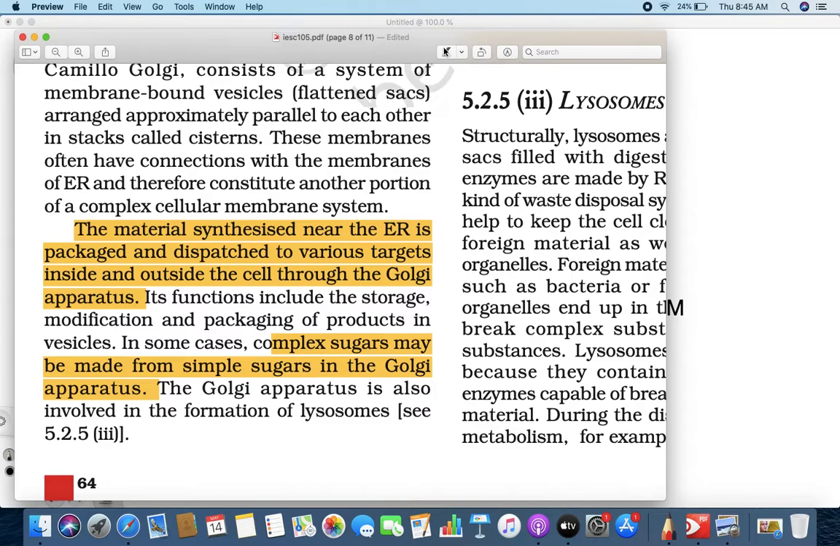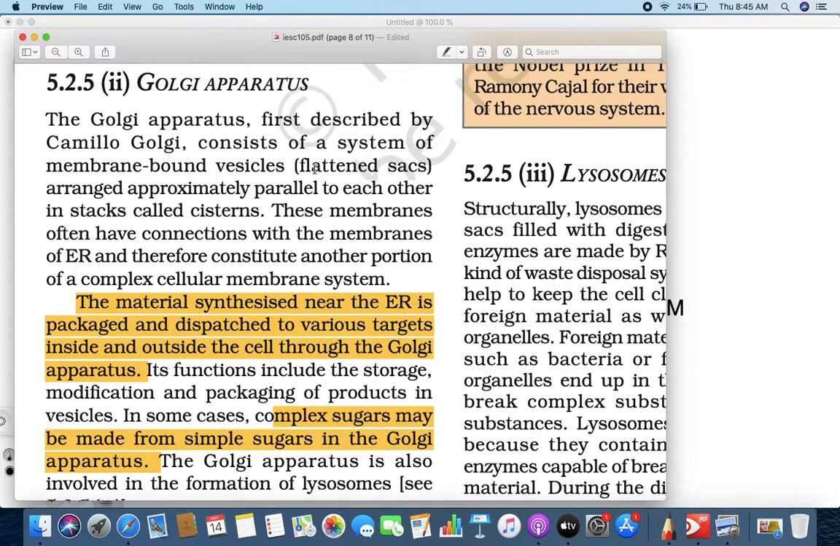The Golgi apparatus is also involved in the formation of lysosomes. So who helps in the formation of lysosomes? The Golgi apparatus. So see, this is how the structure is. If you see why the name is like this, it is Camillo Golgi, the person under whose name this thing is named the Golgi apparatus. Now, what I said, what is the main role of the Golgi apparatus? It packs and dispatches the material synthesized by the endoplasmic reticulum, smooth or rough. That's why it is closely involved with them, and it dispatches inside and outside the cell also. So did you understand the main role of the Golgi apparatus?